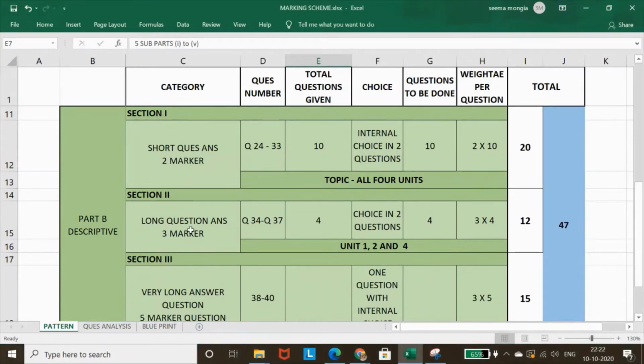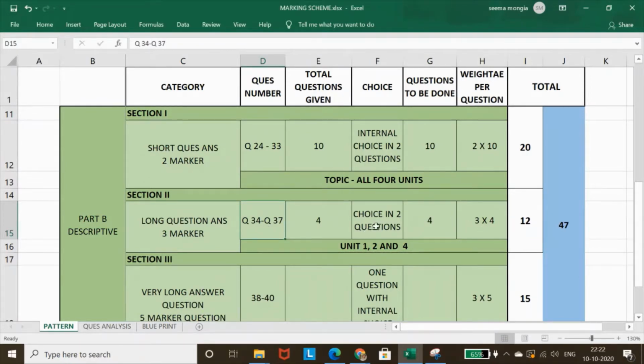Now section 2 is a 3 marker question, 34 to question number 37. These come out as 4 questions. Now these 4 questions will be of 3 marks each. And again, all these 4 questions are compulsory. All these 4 questions are compulsory in section 2. Each question of 3 marks.